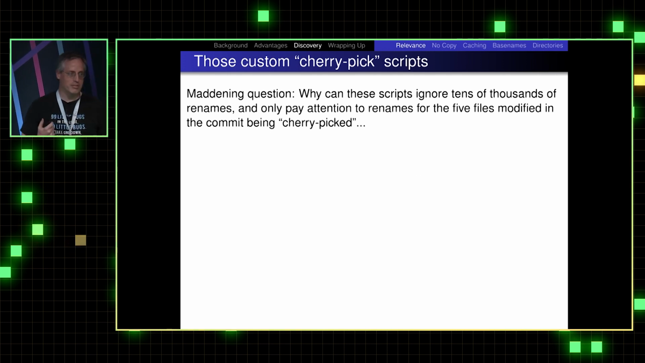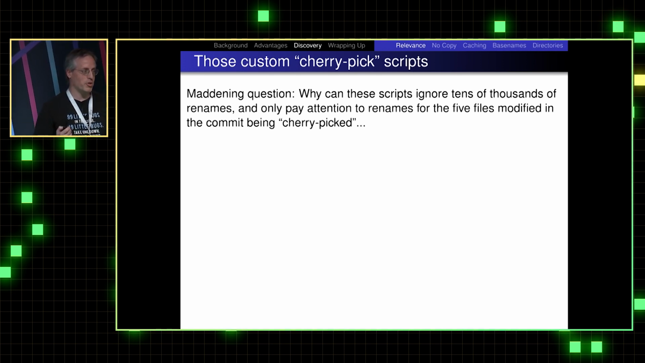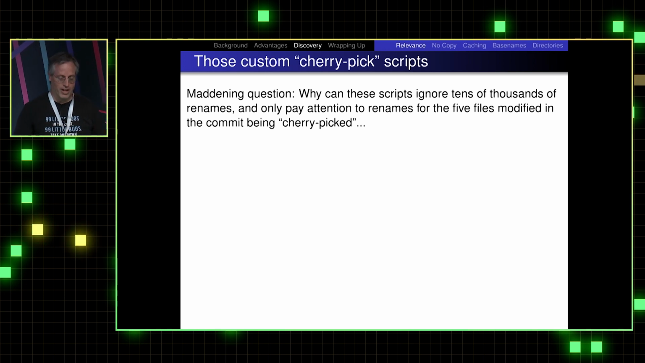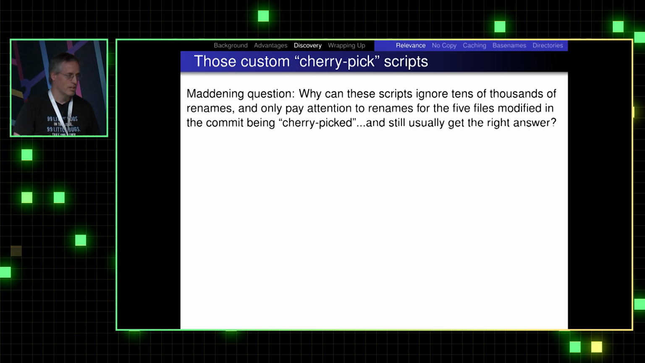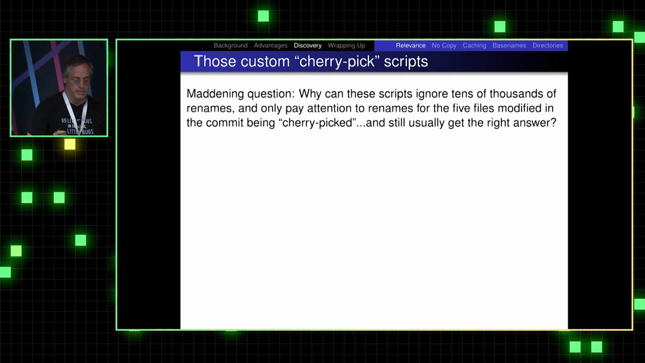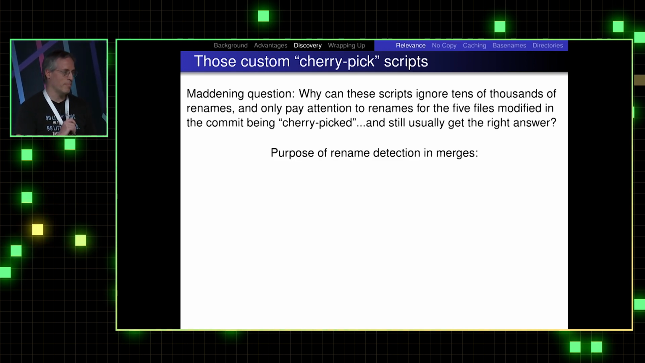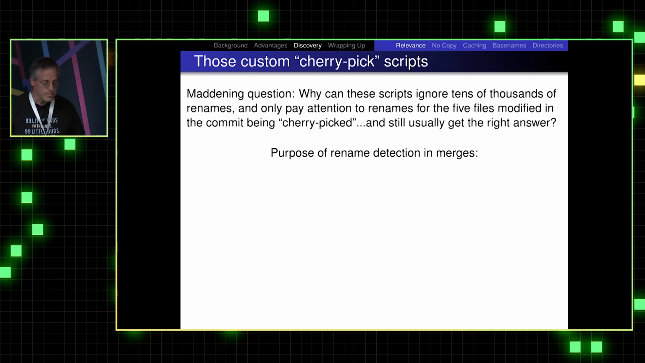So that question ran at me for a while. Git is trying to detect tens of thousands of renames in the name of correctness, but these other scripts only paid attention to the renames for the 5 files that were being modified and the commit being cherry-picked. Why did that work? And it goes back to some of the things I mentioned on the earlier slides.